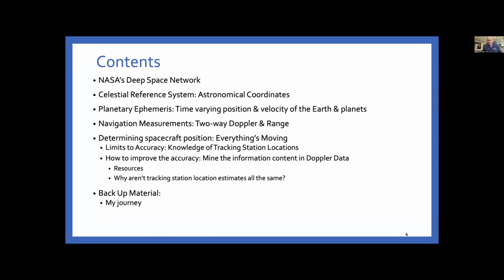Everything's moving. But this article by Bill Melbourne, he was the manager of the navigation section at the time he wrote that. And there's a parameterization called the Hamilton-Melbourne parameterization that we're going to discuss today that describes how we navigate a spacecraft, what some of the limitations are to that, and how we can work that process backwards to derive and reduce the uncertainty on where the tracking stations are on the Earth.